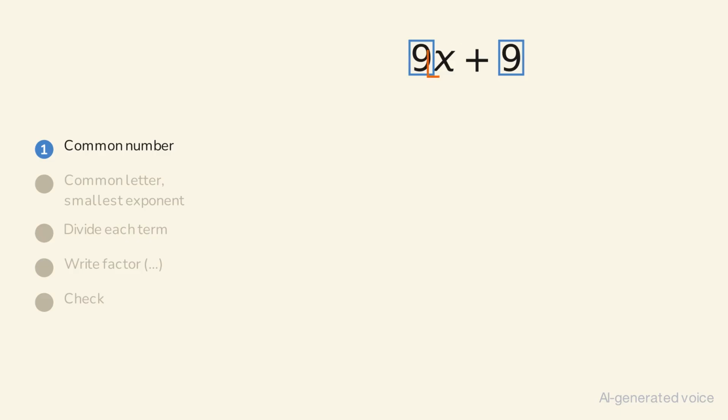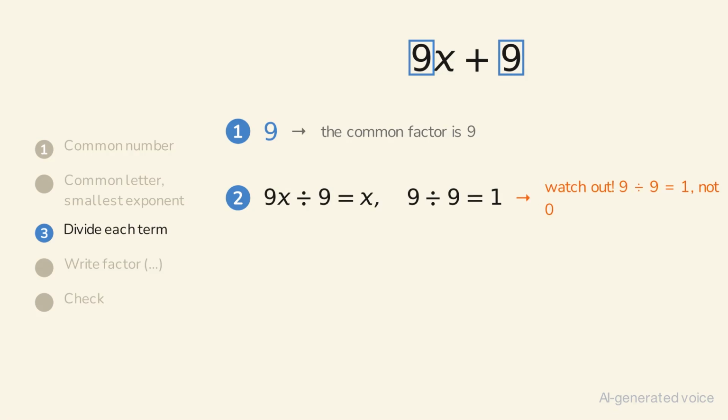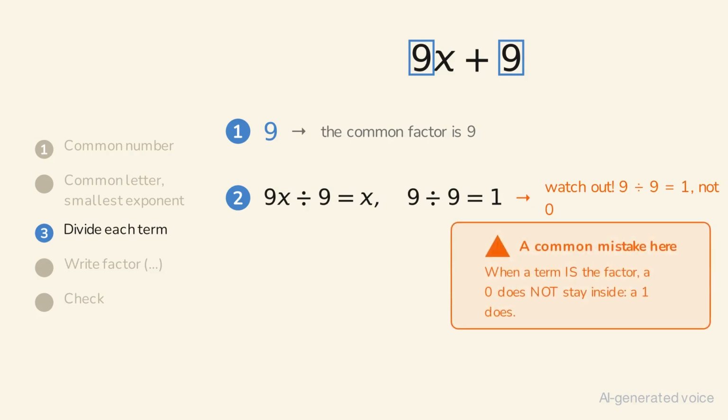Now the letter x only appears in the first term. In the second there is none. So we don't pull out any letter, just the number 9. We divide: 9x over 9 is x. And here's the trap. 9 over 9 gives 1, not 0. So when a term is the factor, a 1 stays inside. The answer is 9 times (x plus 1).